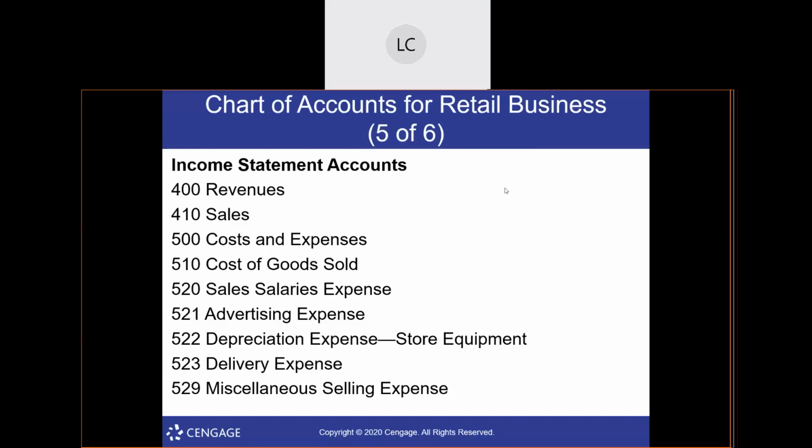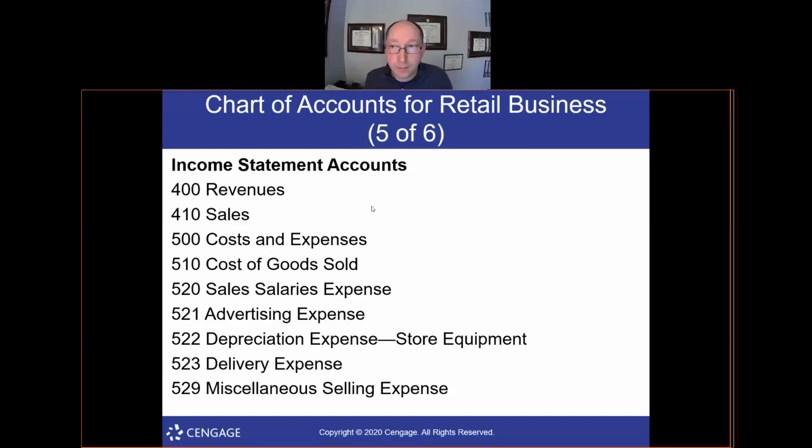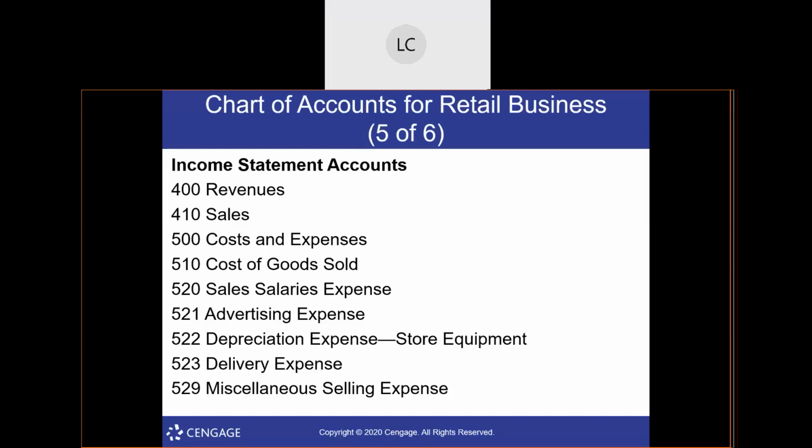Go ahead, Lynette. I do have a question in regards to how we identify each account with the numbers. Can we make up our own numbers, or is there literally a system we are supposed to go by? Yeah, there's a system.